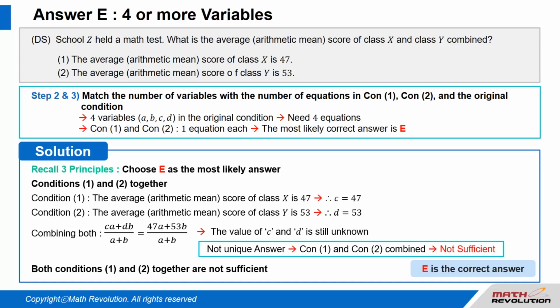Wow! This makes DS questions so much easier to complete. The variable approach is going to save you when you write the exam. Both conditions 1 and 2 together are not sufficient. So, E is the correct answer. Answer: E.